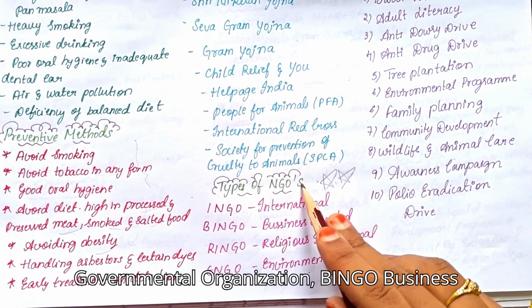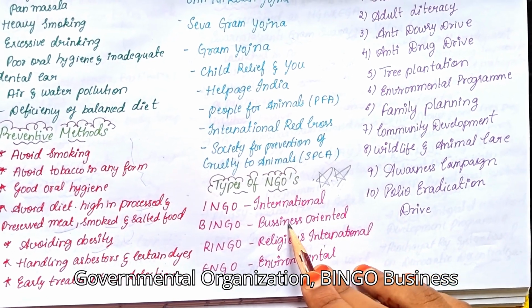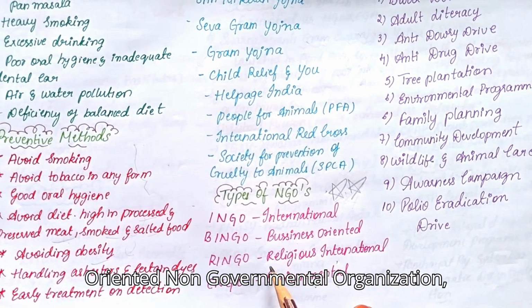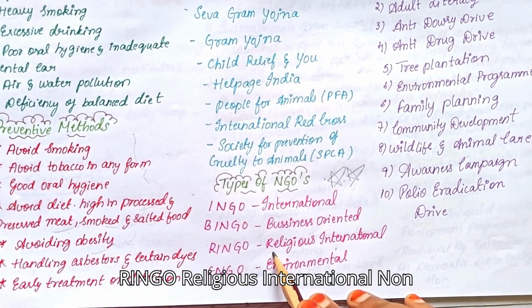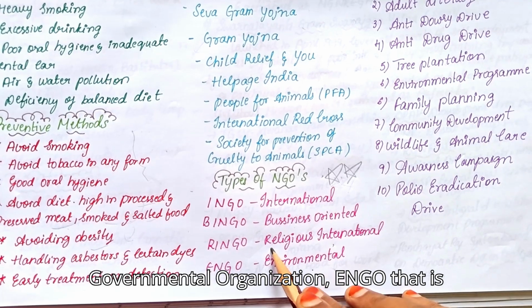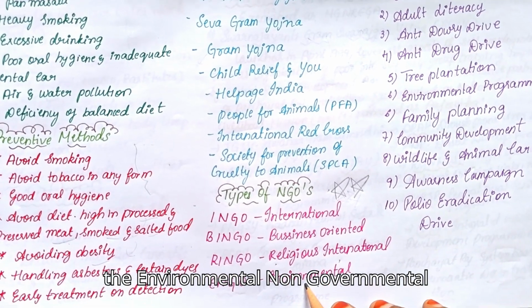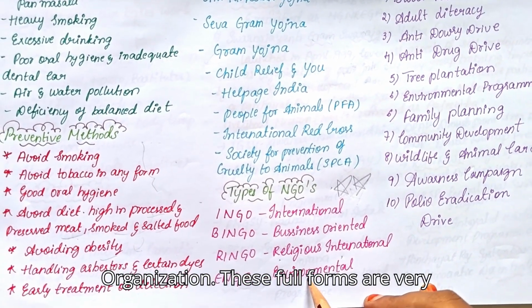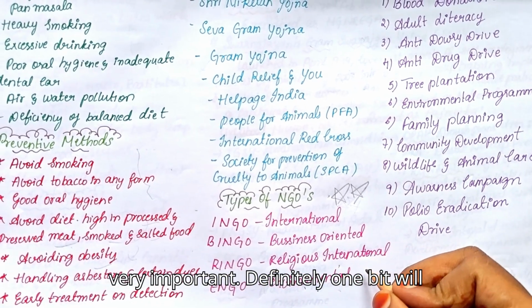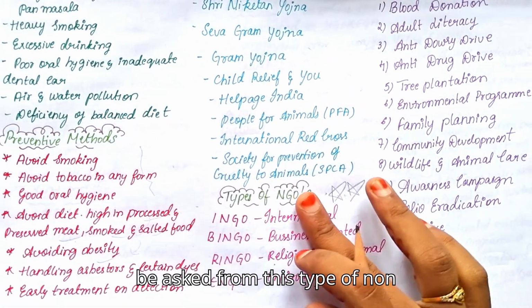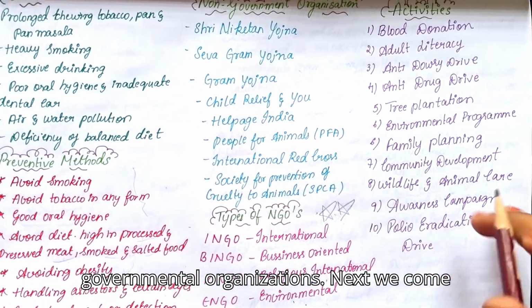INGO, International Non-Governmental Organization; BINGO, Business Oriented Non-Governmental Organization; RINGO, Religious International Non-Governmental Organization; ENGO, that is the Environmental Non-Governmental Organization. These full forms are very important. Definitely one question will be asked from this types of non-governmental organizations.